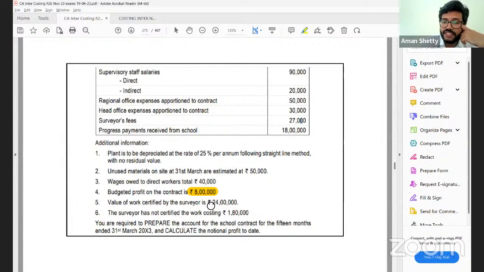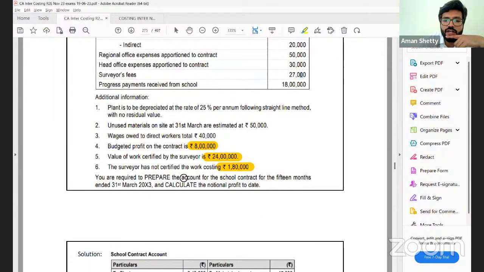Value of work certified by the surveyor is rupees 24 lakh. The surveyor has not certified the work costing rupees 1,80,000, so the value of work uncertified at cost is given. You are required to prepare the contract account for the school for the 15 months ended 31st March 23 and calculate the notional profit to date.